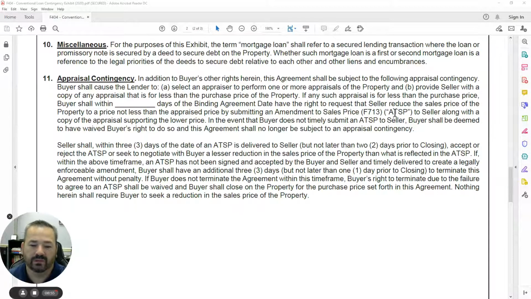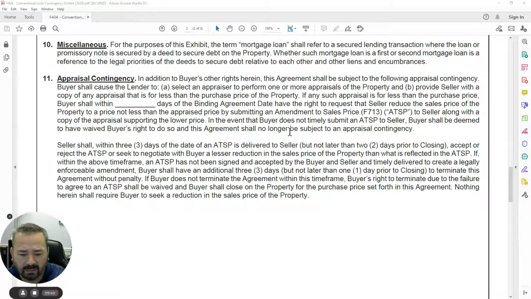Here's the next sentence, it's so important. In the event the buyer does not timely submit an amendment to sales price, buyer shall be deemed to have waived buyer's right to do so, and this agreement shall no longer be subject to an appraisal contingency. So if you get an appraisal that you know is low, it's not enough just to call the other agent and let them know it's low. It's not enough to send them a text or an email. You have to follow what the contract says and submit an amendment to sales price. And if you don't do that in a timely manner, your buyer loses the right to request that, and they're going to have to pay the difference or leave the contract and lose their earnest money.